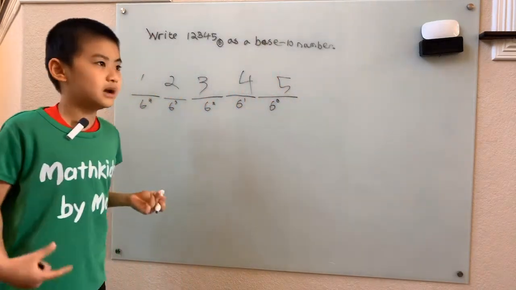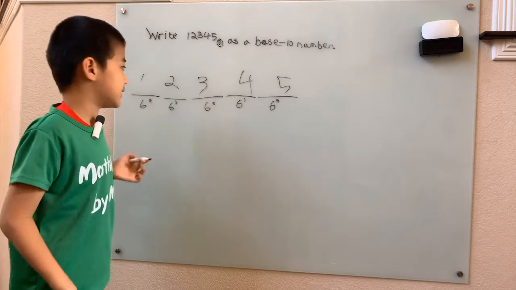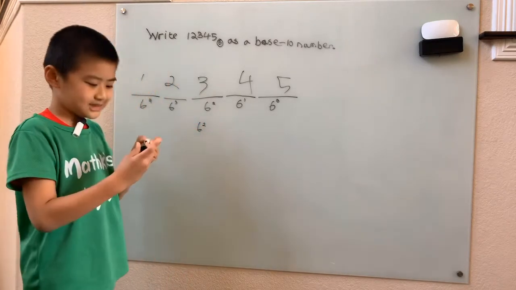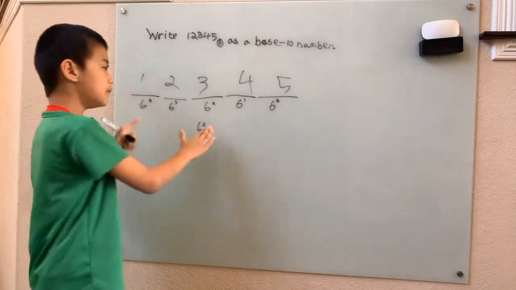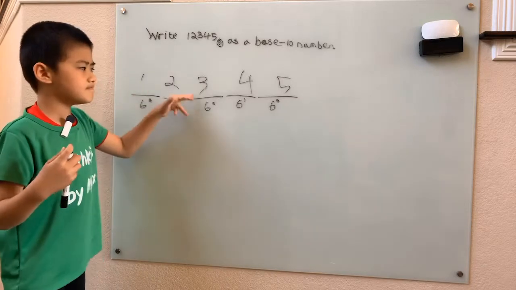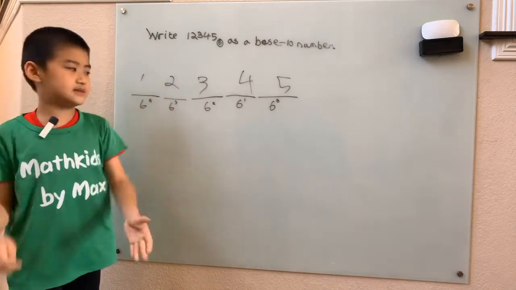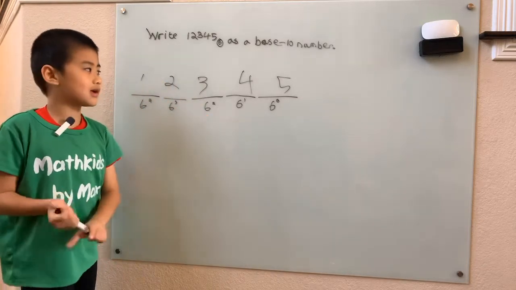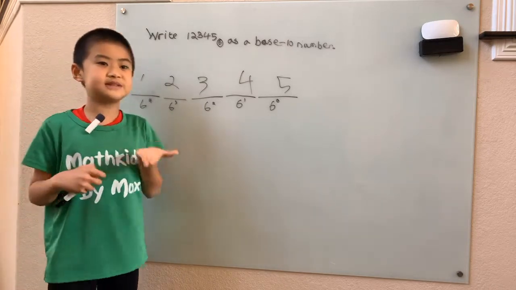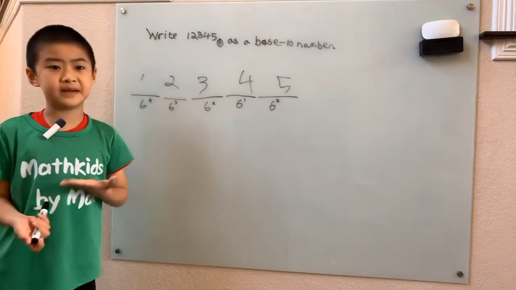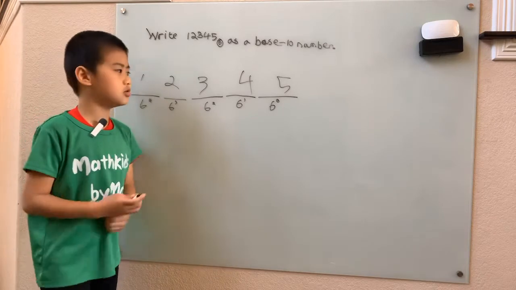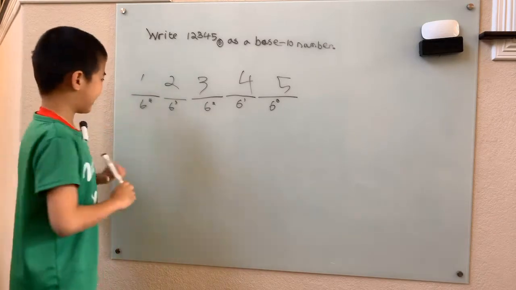But you might be wondering, how do I write 36? 36 is 6 squared, but you can't write 36 all in one digit. Remember, the digit isn't the value. This is how many 6 squares there are. So we write 100 for 36. 100 base 6 is the same thing as 36 base 10. Remember, the digit is not always the value, so be aware of that.